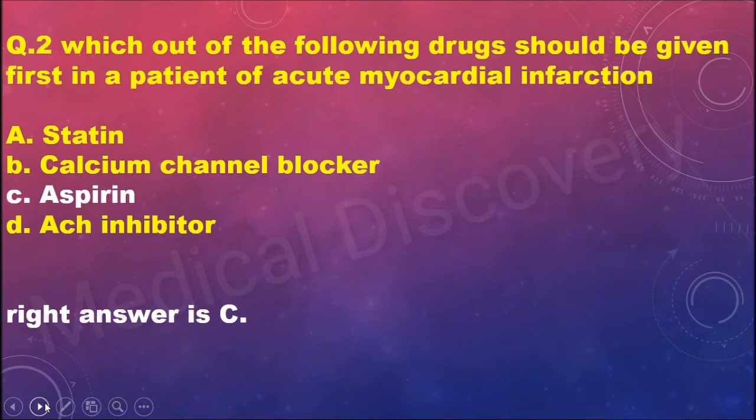Which out of the following drug should be given first in a patient of acute myocardial infarction? The correct answer is C.